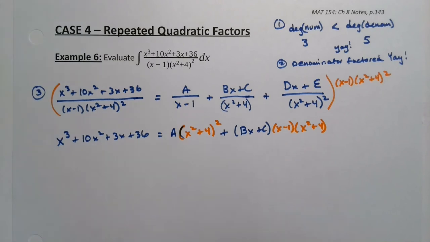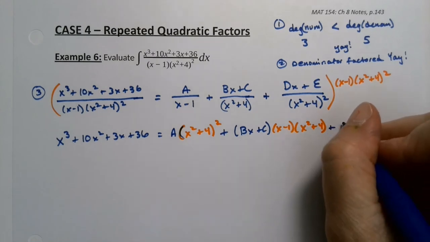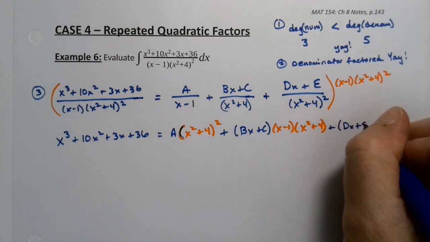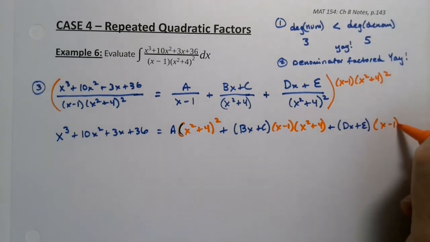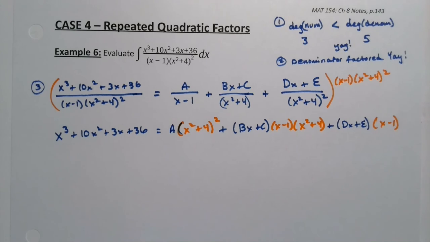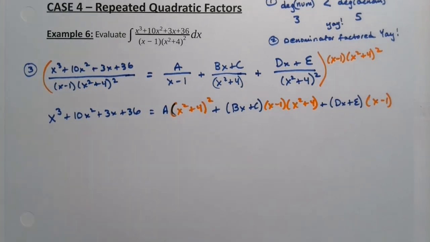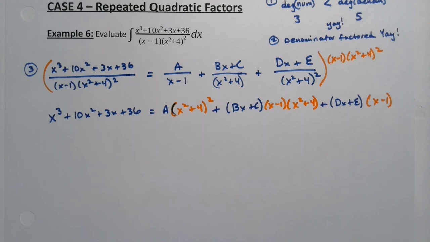Plus, and then a Bx plus C times x minus 1 times x squared plus 4. Plus a Dx plus E, I'm running out of space, times an x minus 1. What a lot of work. And it's about to get worse. This is one case where I think method 2 will actually be better for us. So we actually want to take the time to multiply this out.